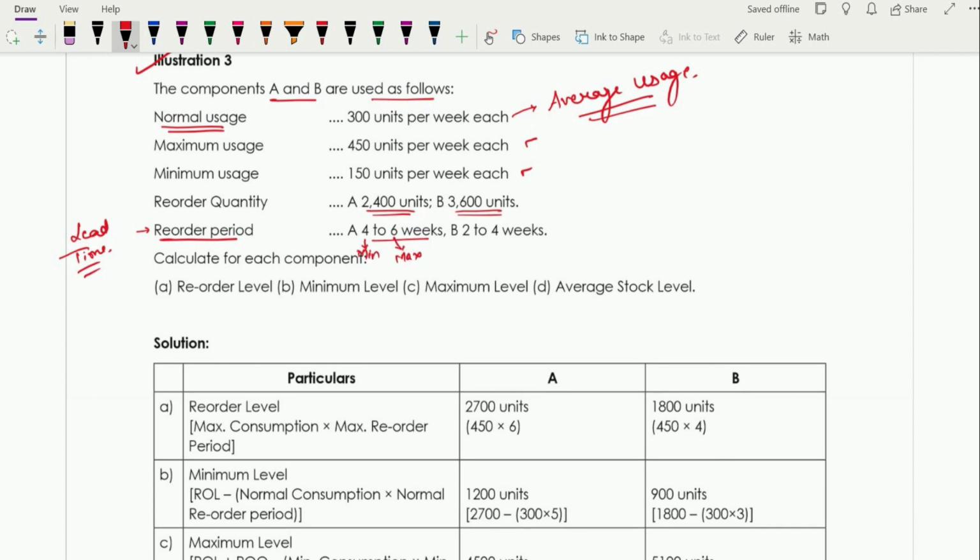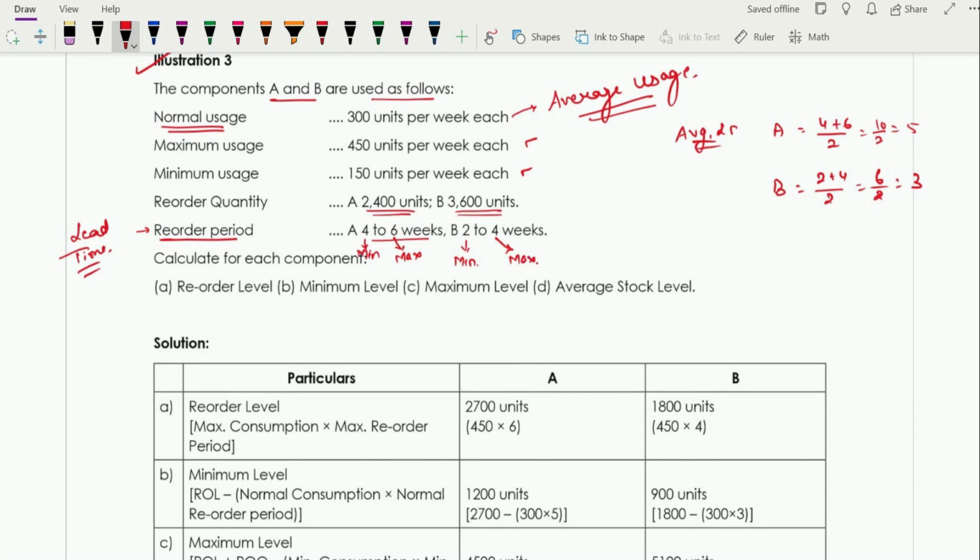So if you are required to calculate the average lead time, you can calculate. What will be the average lead time? For A, it will be minimum plus maximum divided by 2. That is 10 divided by 2, 5. Right? For B, it is going to be 2 plus 4 divided by 2. That is 6 divided by 2, 3. Clear? So you are given the minimum lead time and the maximum lead time. This is minimum lead time. This is maximum lead time.